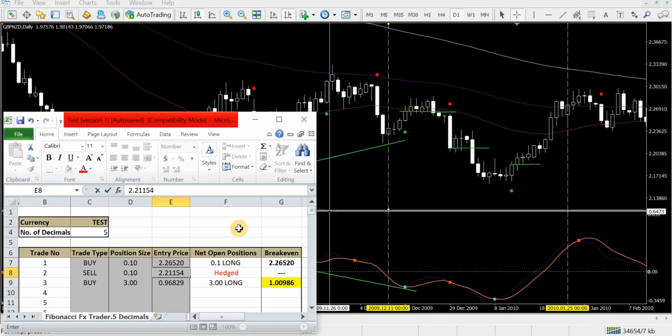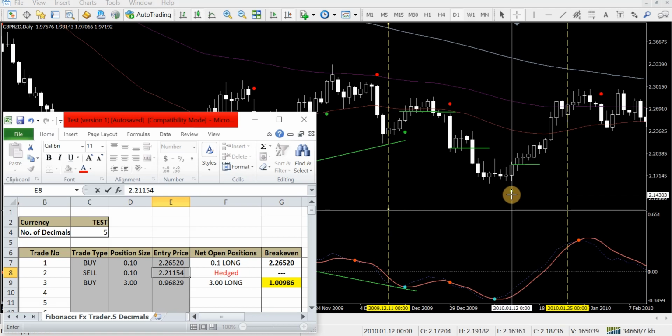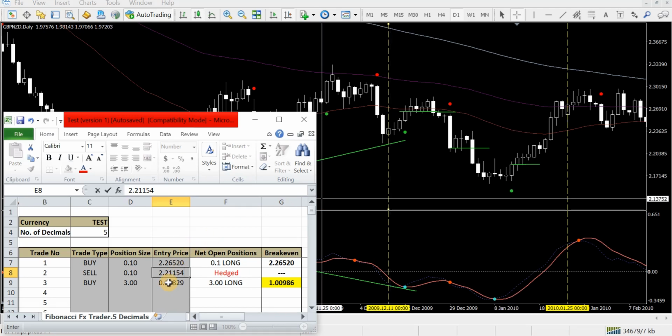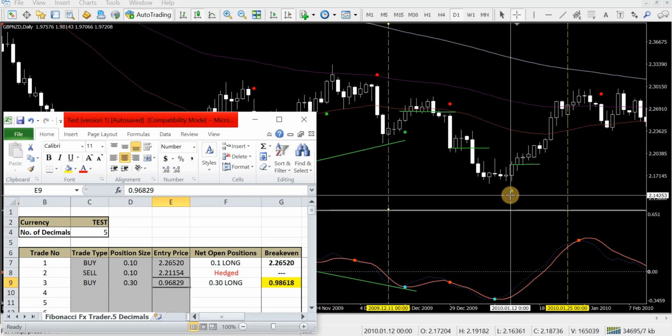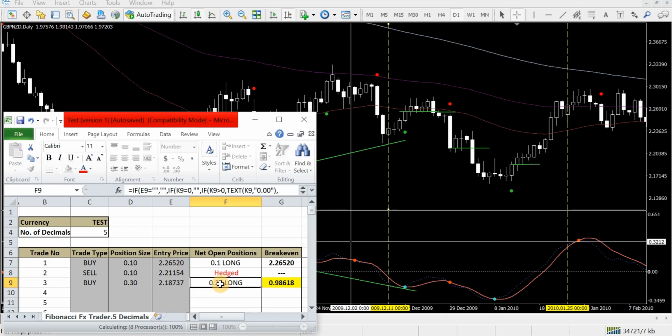2.21154. Then our next trade is that buy in here, so that's on the open of that candle there. So we'll make that at 0.3. And that will be on the open is 2.18737. All right, so this will tell me now that I'm 0.30 net long. So that's my overall position, even though I've got a total of 0.5. Remember, one cancels out the other.